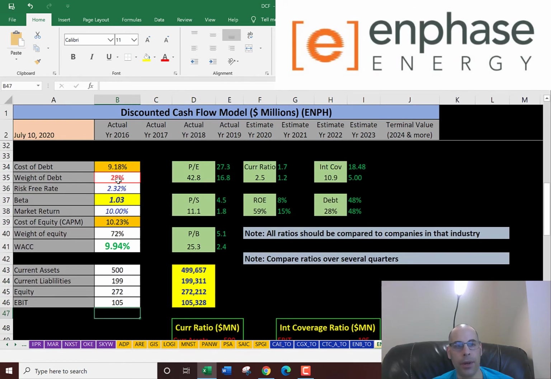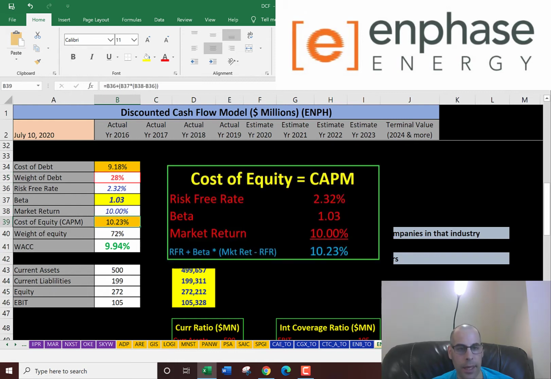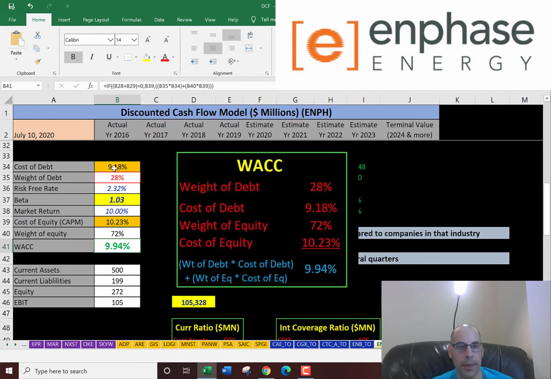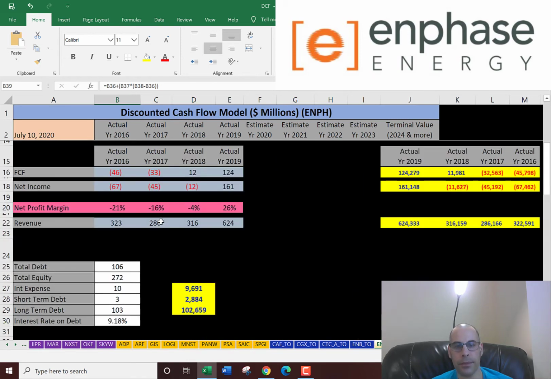So let's look at the capital structure. The cost of debt is 9% and the weight of debt is 28%. The cost of equity is 10.2% and the weight of equity is 72%. So to get the weighted average cost of capital, it's a blend of the cost of debt and the cost of equity, and that comes out to about 10%. And that's what we're going to use to discount the future cash flows.